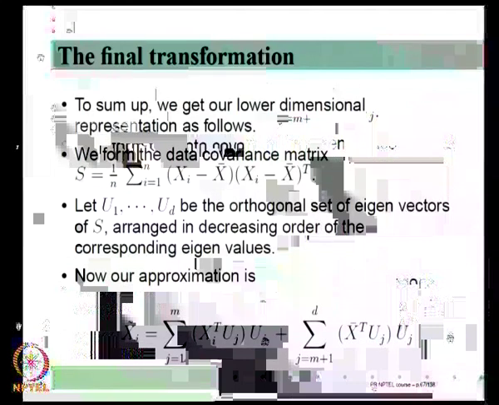Now, to get all my x bar transpose uj terms together: once I subtract them, I have to add them back. I already have j equal to m plus 1 to d, and I am adding j equal to 1 to m, so I am adding j equal to 1 to d. Now, the sum over j equal to 1 to d of x bar transpose uj times uj is nothing but the representation of x bar in the coordinate system of the uj. So this entire sum is nothing but x bar. I can write xi tilde as the sum of xi transpose uj minus x bar transpose uj, plus x bar. This is my low dimensional representation.